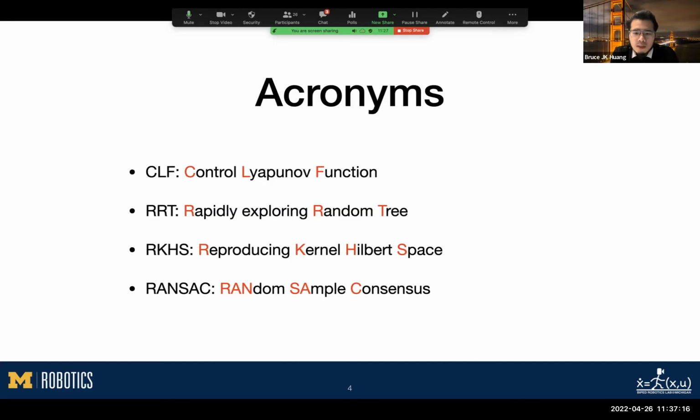RANSAC stands for random sample consensus algorithm. For people who are not so familiar with the technique, you can imagine it is similar to an iterative weighted least squares method. It is used to estimate parameters of a mathematical model, which could be lines, planes, or poses. Inside this algorithm, it tries to capture outliers so that the outliers have no influence on the estimates.